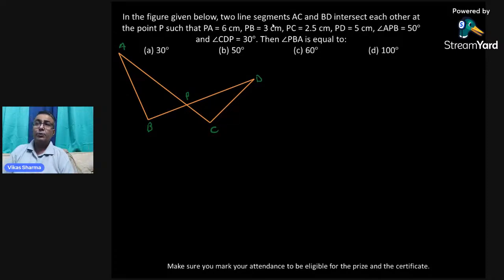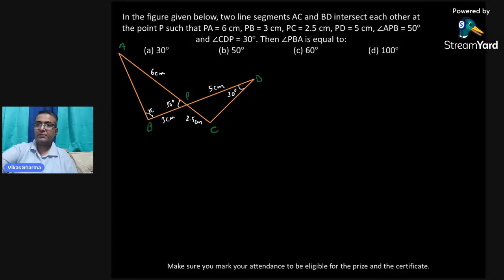So it says in the figure given below, two line segments AC and BD intersect each other at the point P such that PA is equal to 6 centimeters. Okay, so we know that AC and BD are intersecting here. So this line and this line are intersecting. PA is equal to 6 centimeters, so this is 6 centimeters. PB is equal to 3 centimeters. PC is equal to 2.5 centimeters. PD is equal to 5 centimeters. Angle APB is equal to 50 degrees. And angle CDP is equal to 30 degrees. Then angle PBA is how much? This is what we need to find out.